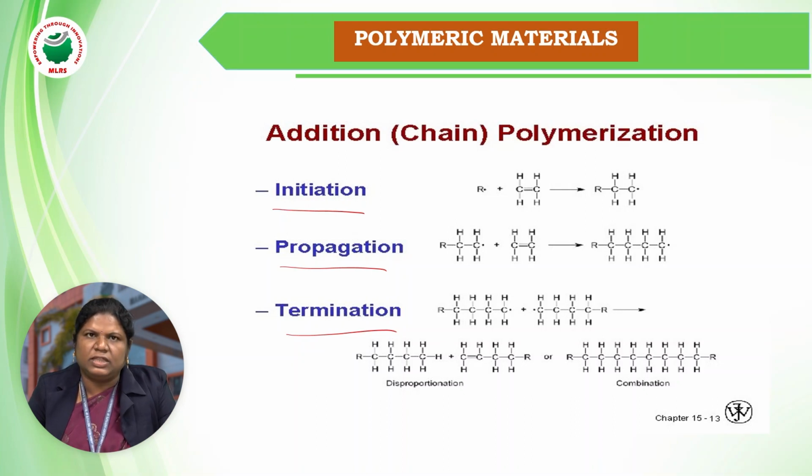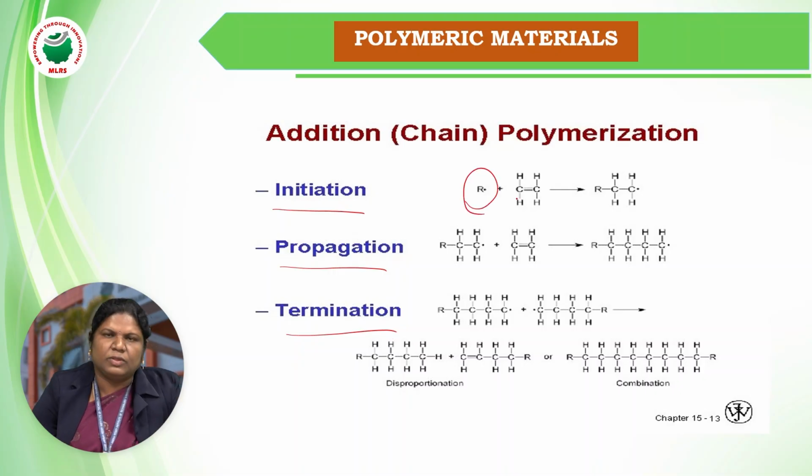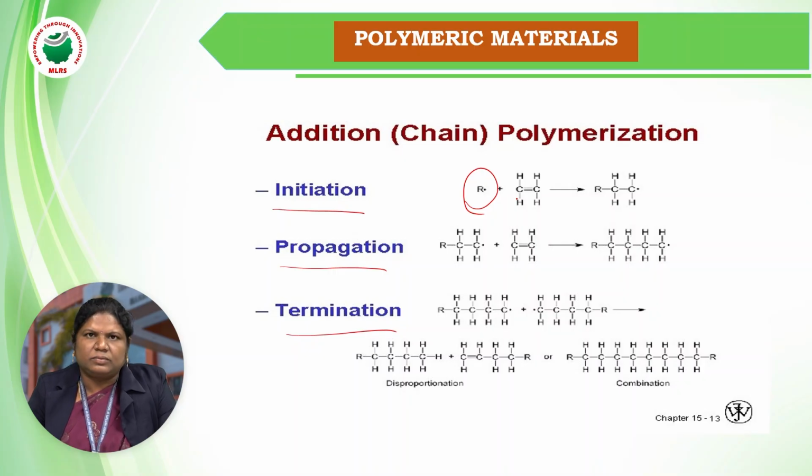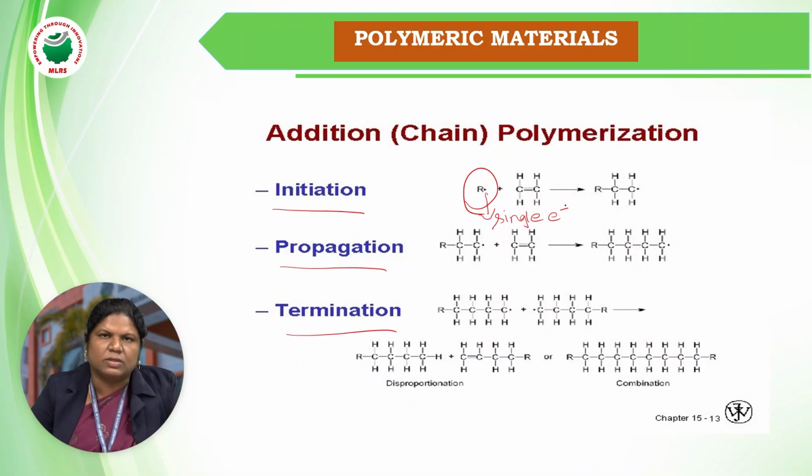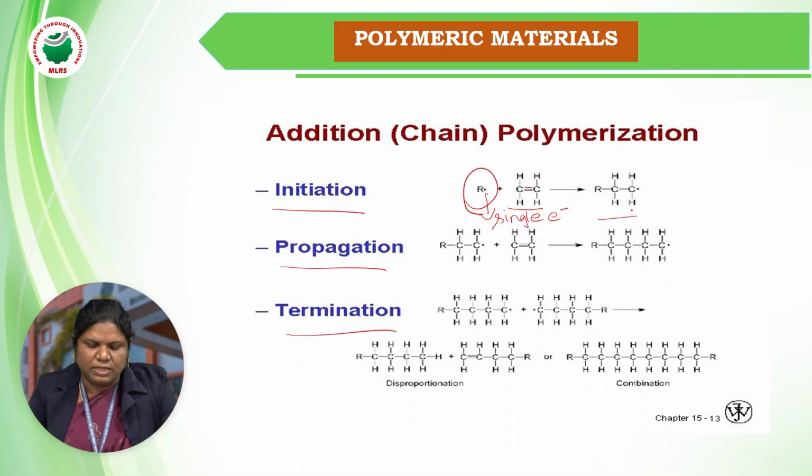How will it initiate? The initiation reaction takes place with the help of a free radical. The free radical will be generated from peroxides. A free radical means an atom which has a single unpaired electron. This free radical will initiate the reaction. It will react with our ethene molecule, which has the double bond, and it will generate the ethene free radical. This is the first important step.